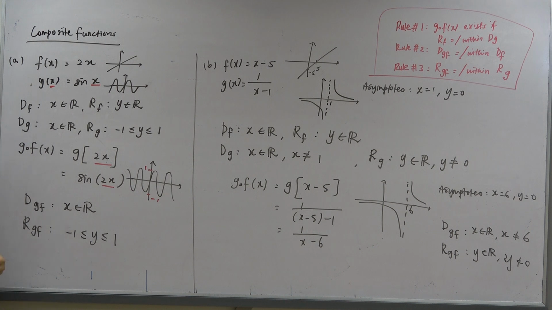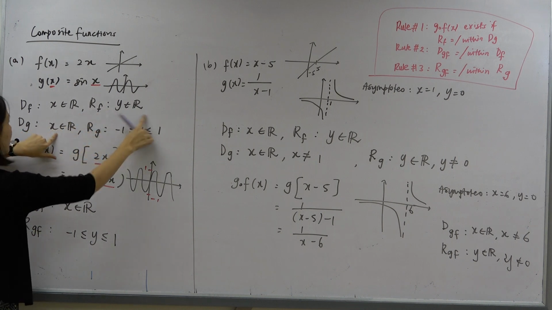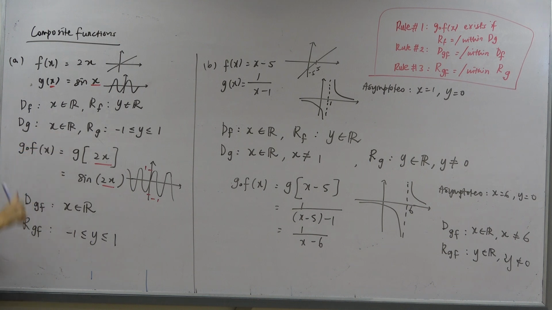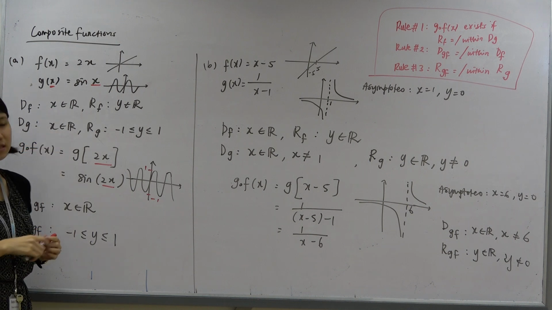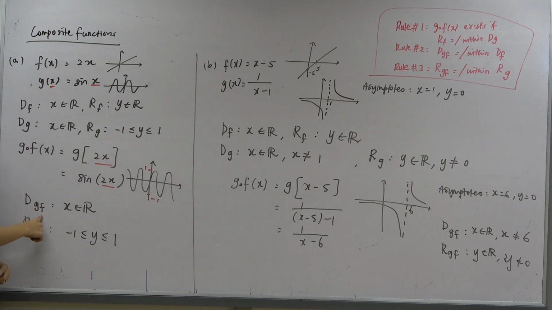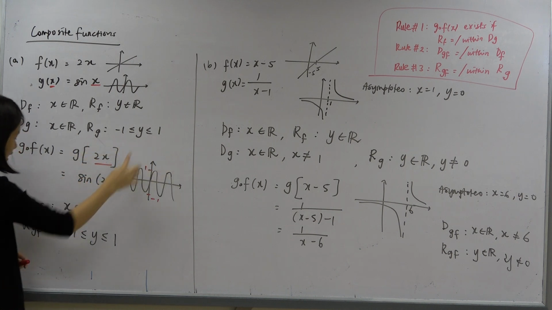So let's check against the three rules that I told you earlier. I said in order for the composite function GF to exist, the range of F must be equivalent or within the domain of G, and as you can see, they are equivalent. The second rule: the domain of GF must be equivalent or within the domain of F. The domain of F is simply x is an element of real numbers, and hence it is the same. And what about the range of GF? It must be equivalent or within the range of G, and the range of G is over here, and again they are the same.